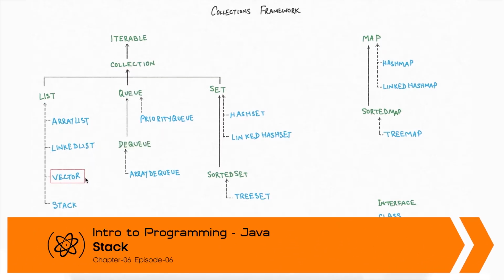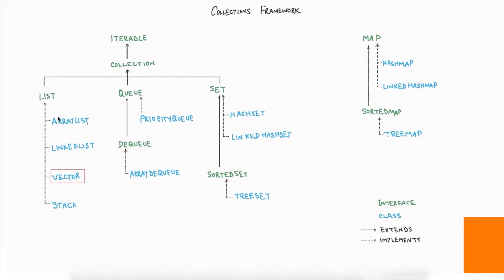Vector is essentially the same as an array list. Everything that we discussed for an array list applies for vector. The only difference is that a vector is synchronized and an array list is not synchronized. What does synchronized mean? It means that vectors are thread safe.